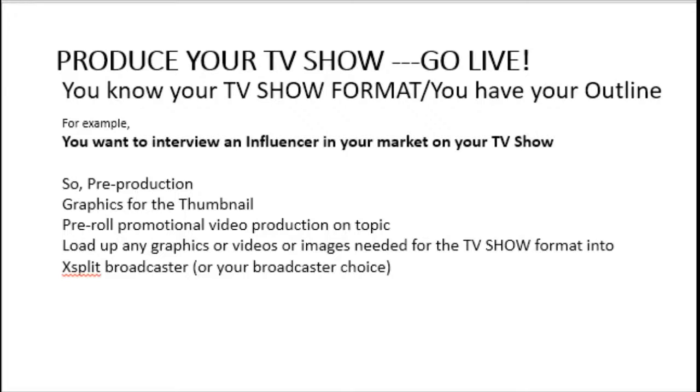So you'll need graphics for the thumbnail, which goes on Roku or Amazon Fire. You'll need a pre-roll promotional video, or maybe they have an ad video they want to add. You could have the graphics and the videos and images you needed. You need to have a proposal with everything in there that you want from them. And then you load up, as you get them, the graphics, the videos and images needed, and ads, and everything into XSplit Broadcaster, or your broadcaster of choice. Get it ready into the scenes, ready to do the show.